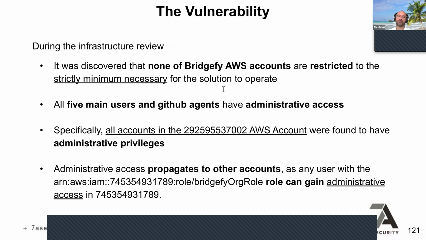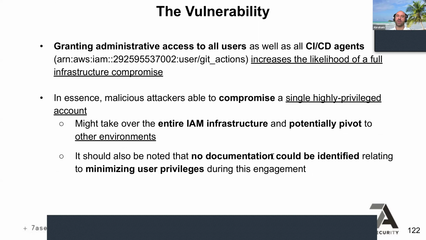So in this case, several of the AWS accounts that we audited failed to have the strictly minimum necessary permissions. And this was a problem because all accounts had kind of administrative privileges, right? Because of this propagation of privileges, you could assume a certain role and then become admin, right? So it was kind of the problem. And this happens very often, right?